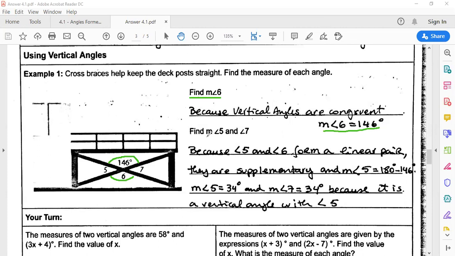Now let's take a look at the measure of angle 5 and the measure of angle 7. So this is angle 5, and this is angle 7, okay? Notice that the two angles are also opposites, right? Which means they are vertical angles. And vertical angles are congruent. So the measure of angle 5 is going to be equal to the measurement of angle 7, okay?